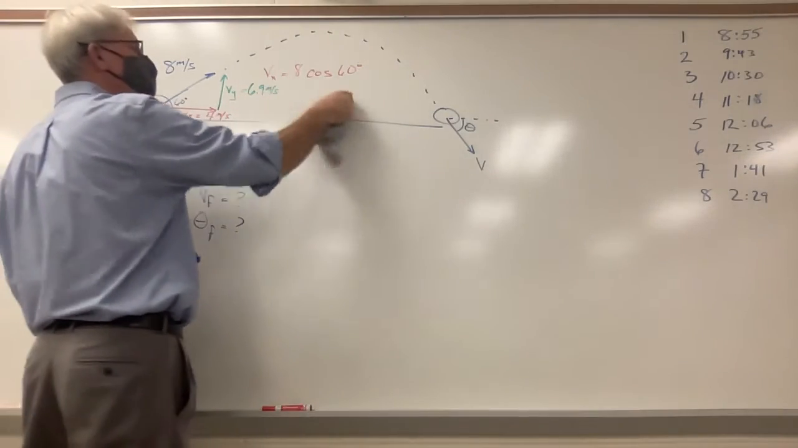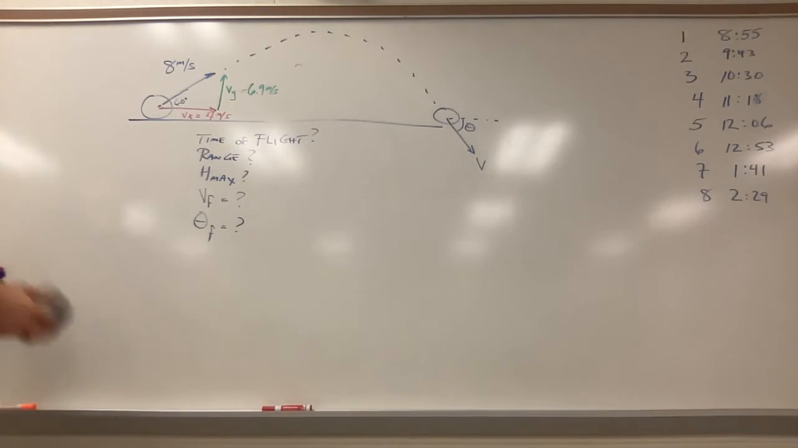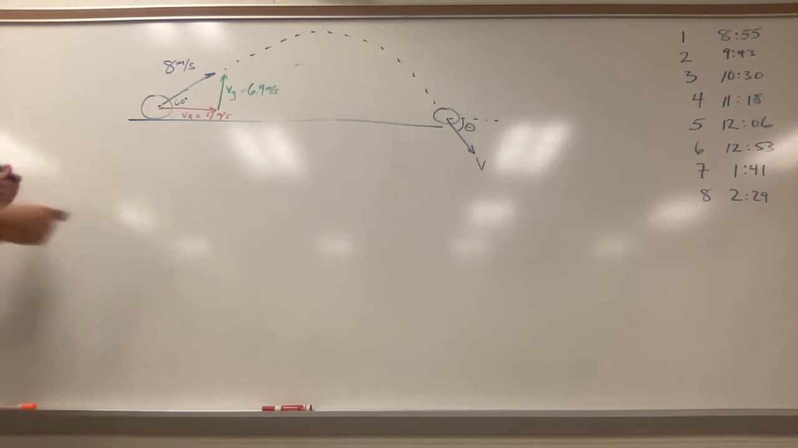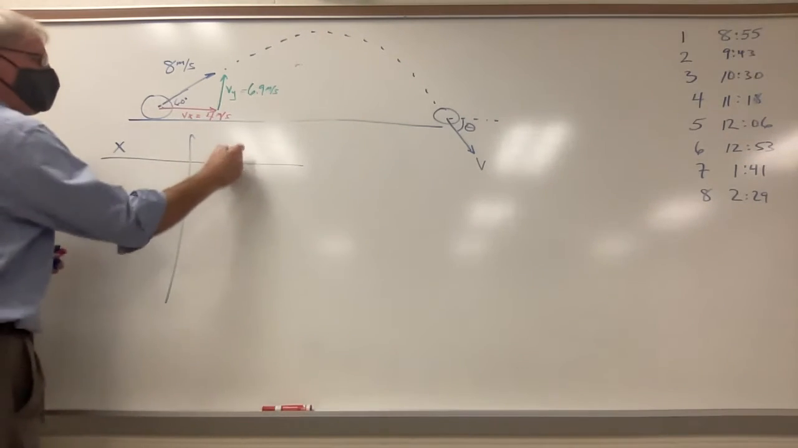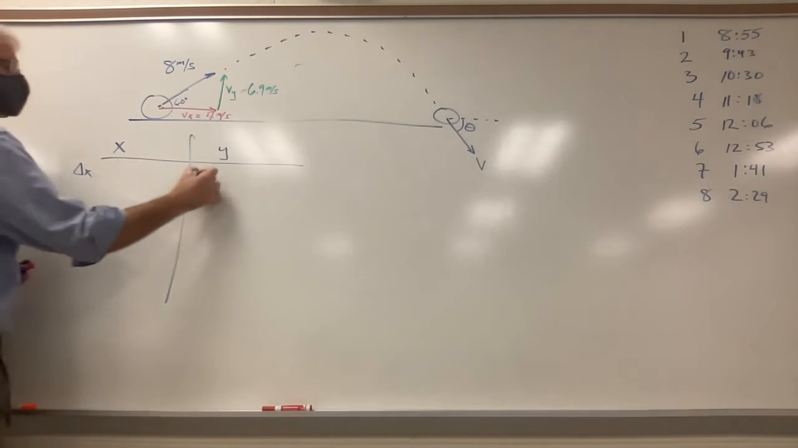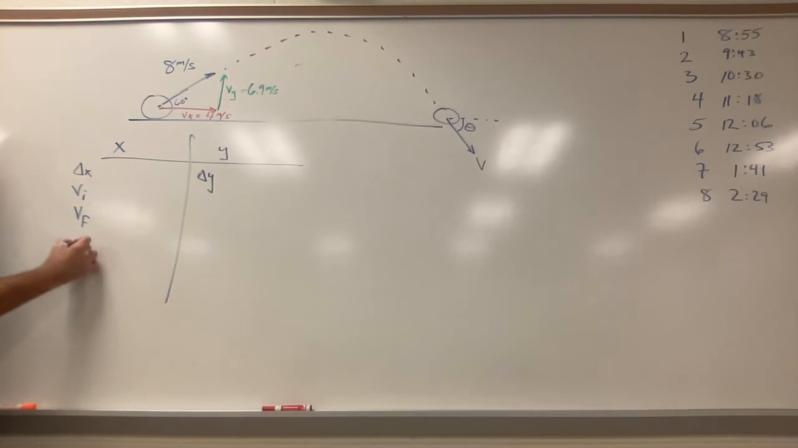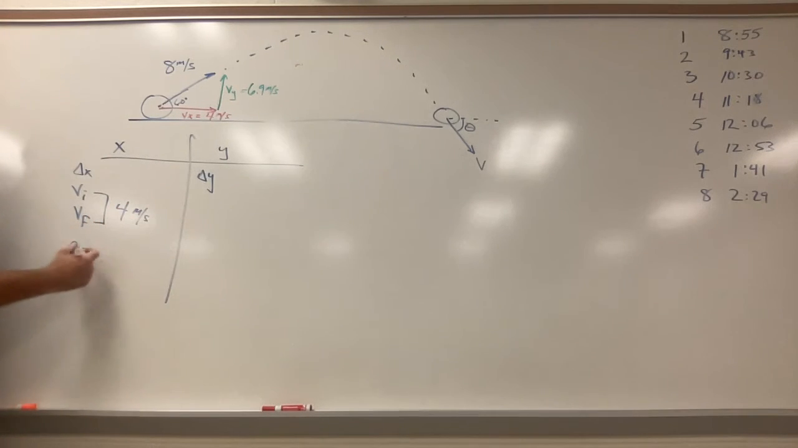And then we should make a chart of Y. Very good. Make a chart of x and y. What do we know? Initial x velocity and initial y velocity. Does the x velocity stay the same? Yes, they're going to be the same, 4. And what's our acceleration? 0.